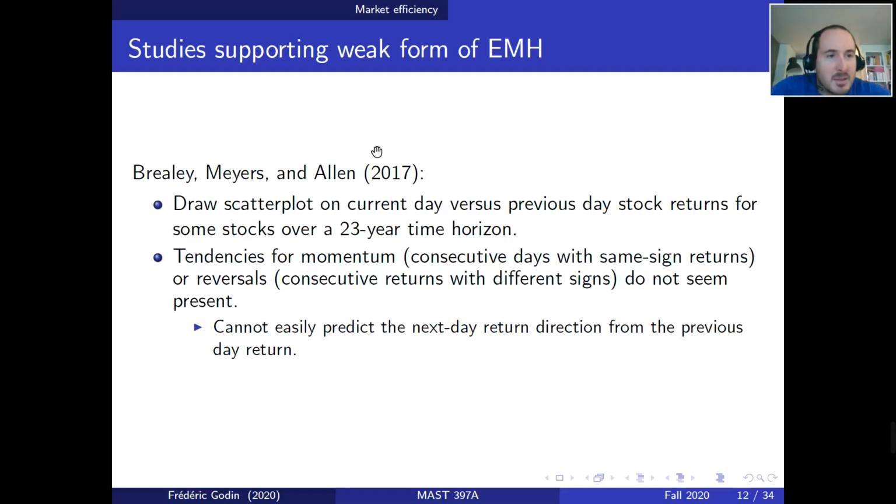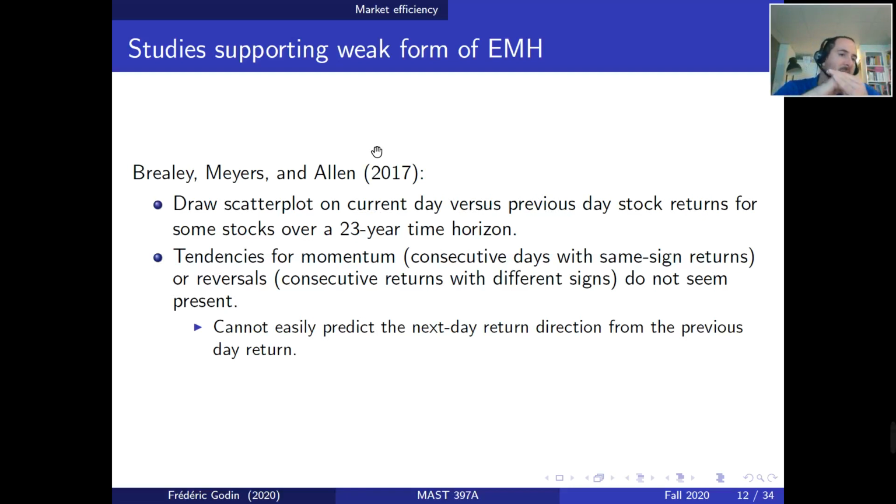Momentum is positive serial correlation, where positive returns are typically followed by other positive returns, so that you have either a continuous upward movement or a continuous downward movement of a stock. But they didn't find any momentum, and they didn't find any obvious reversals. Reversals are the opposite. It's when the market systematically corrects itself, so after a positive return it tends to go down, or after a negative return it tends to go up.